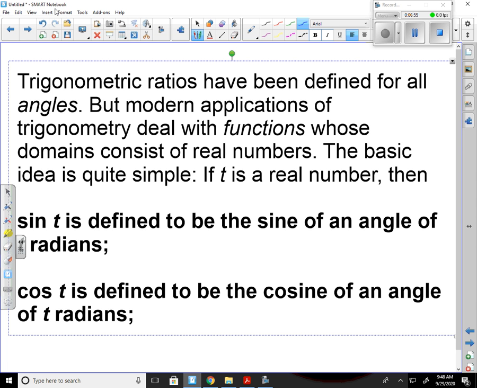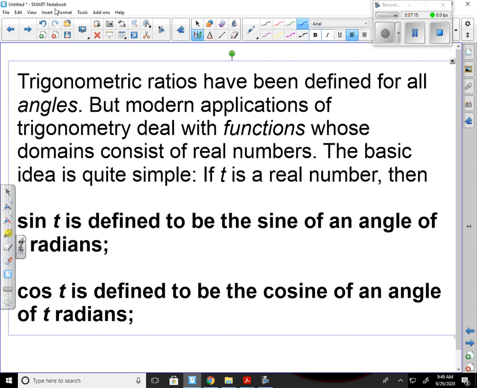Trig ratios have been defined for all angles. But our modern applications of trig only deal with functions whose domains consist of real numbers. So we won't have any complex numbers or imaginary numbers. The basic idea is quite simple.